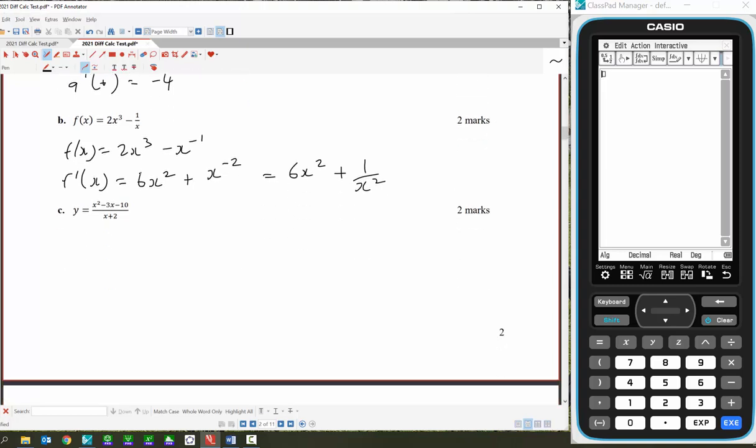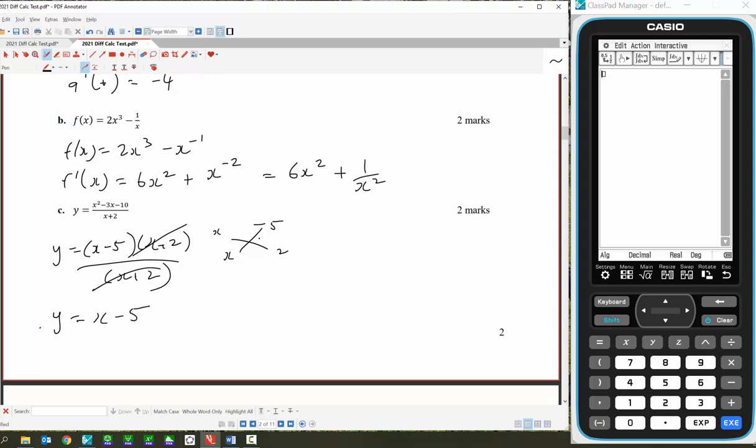All right, so this one here, students found difficult. What you had to do with this one, again, we don't know how to derive a function over a function just yet. So you had to get this to single terms, and the way to do it was to note that a quick factorize of the numerator, x take 5, x plus 2 over x plus 2. We'll chop that out, giving us y equals x take 5, and then we can do our derivative dy dx equals 1.